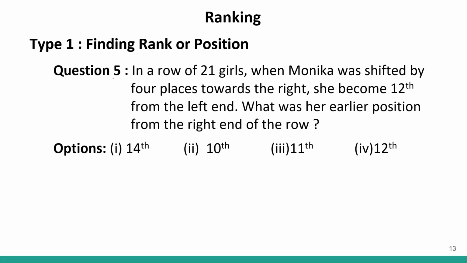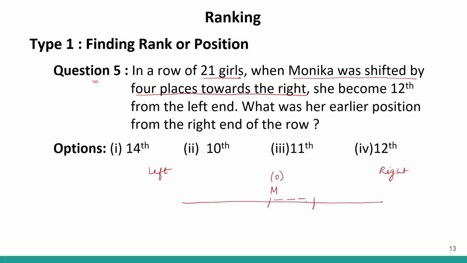Let us look at question number 5. Question number 5 says that in a row of 21 girls, Monica was shifted by 4 places towards the right. So let's say this is left, this is right. Let's say Monica originally was sitting over here. This is the original position of Monica. Now she is shifted 4 positions towards the right. That means 1, 2, 3, and now at the 4th position, we have Monica. So this is the final position of Monica.